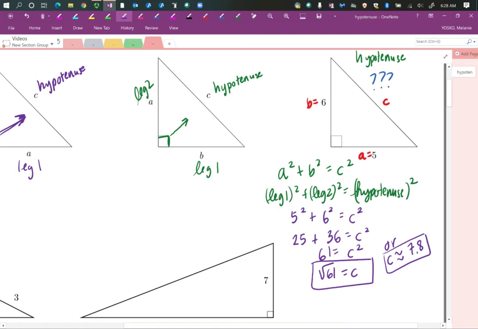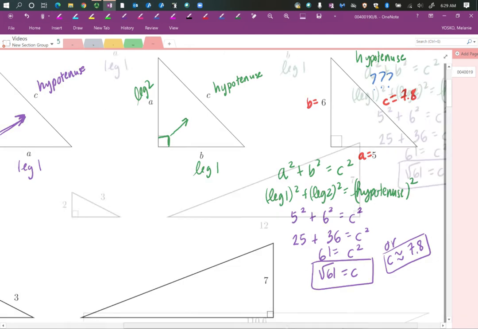Okay. I want to point out something really important here. Look at the legs. I'm going to go back and say A was 5, B was 6. Now we're saying C is 7.8. Every single time you have a right triangle, the hypotenuse will be the biggest side, okay? Because it is across from the biggest angle. If you look at the angles here, this angle is pretty small compared to the right angle. So is this one. The angle that's the biggest is across from the longest side.